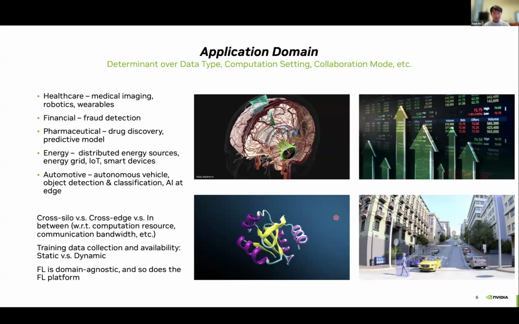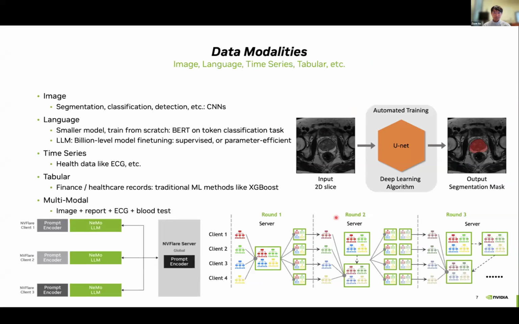And of course, we have differences in training data collection and availability. Is it static, meaning that oftentimes we perform retrospective learning across different parties, or is the data collected dynamically, as in active learning or continuous learning based on some pre-trained model? But keep in mind, as we talk about federated learning, that federated learning is actually domain agnostic, and so is the federated learning platform. So we would like to support applications in different domains using different algorithms.